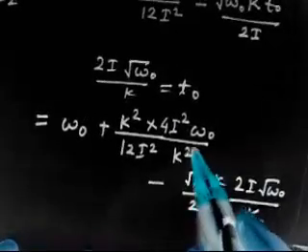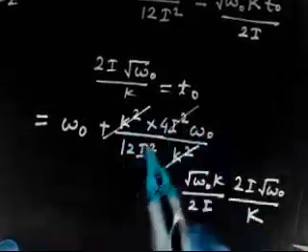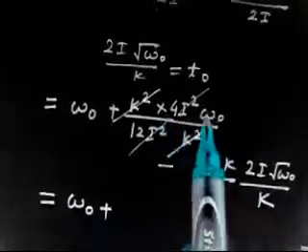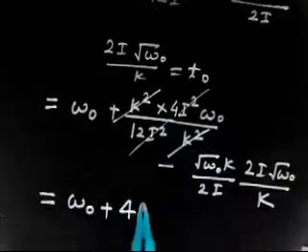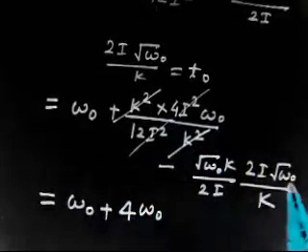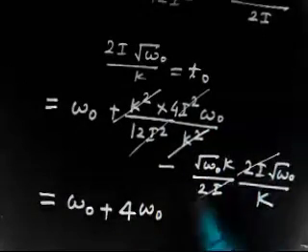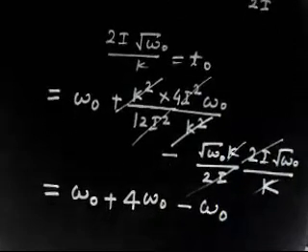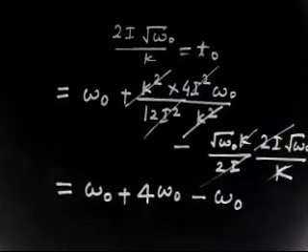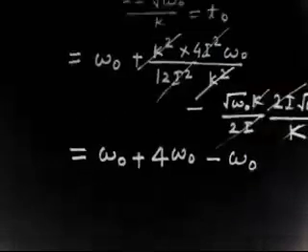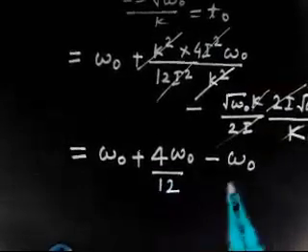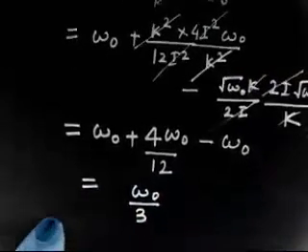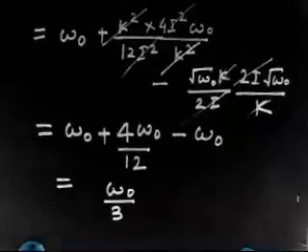So this k square cancels out, I square cancels out. So we will have omega naught plus 4 omega naught minus, this goes, omega naught 2I k, so this is minus omega naught. Are you getting? And here I will have 12 also. So this omega naught goes, so I will have omega naught by 3. So in this case, the average angular velocity will be omega naught by 3.